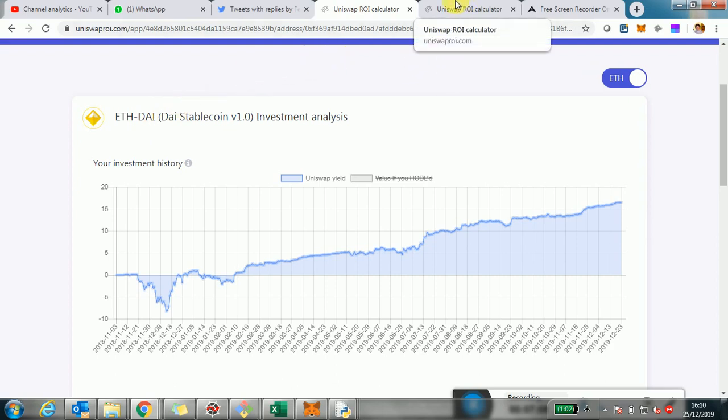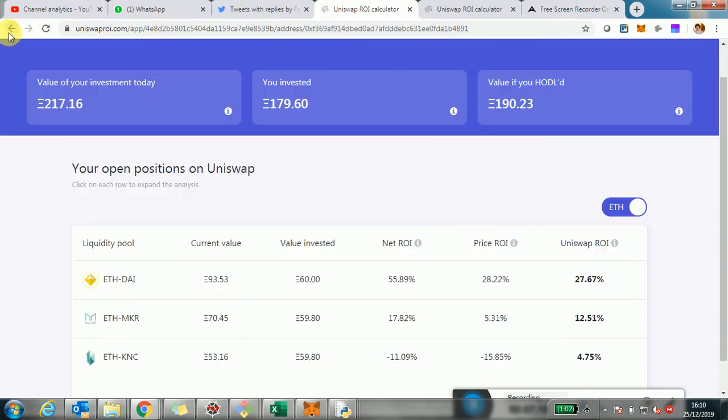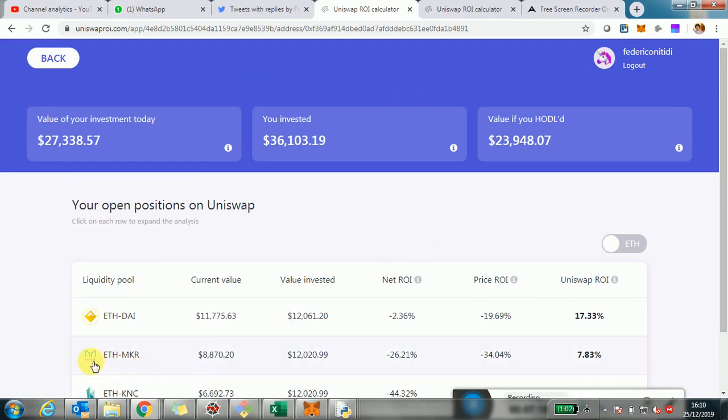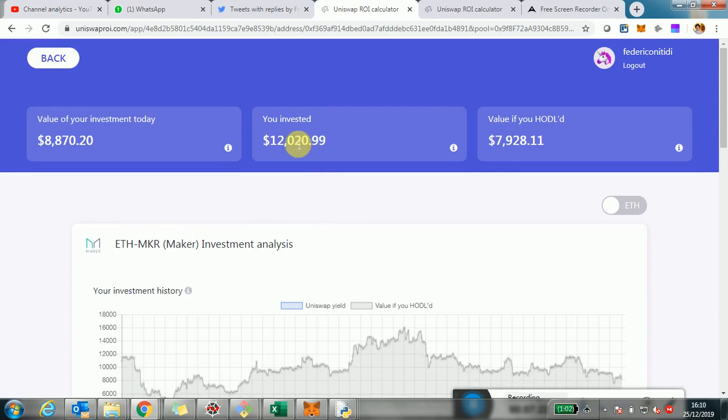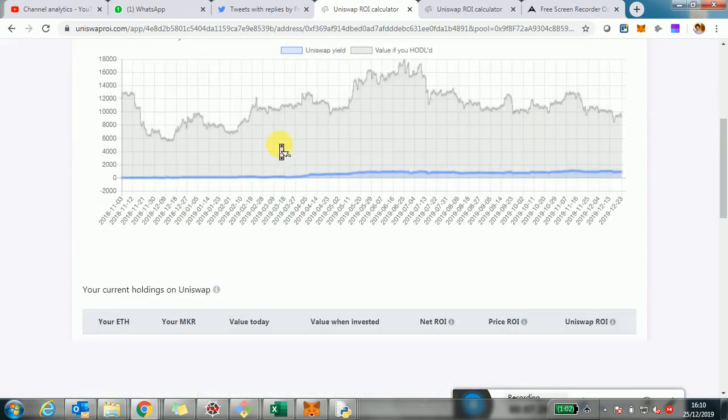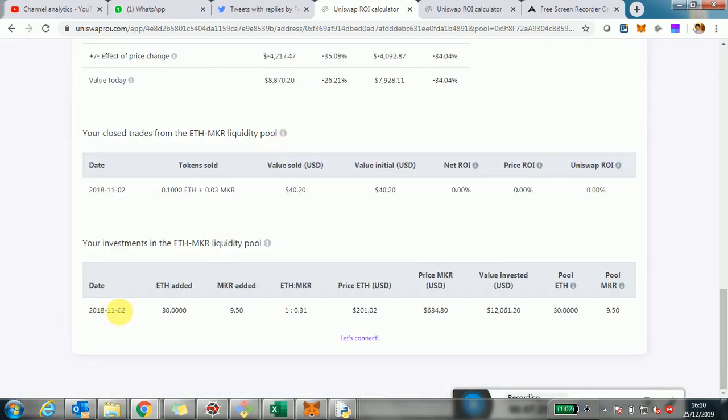Another sort of deep dive: we can look at the other pool where the Uniswap team invested at the beginning. Let's put it back into dollars, and this was the Ethereum Maker pool. So again, they invested about $12,000 at the beginning, again on November 2nd, 2018.